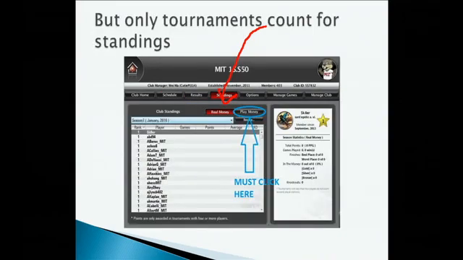Okay, but yeah, only tournaments count for standings, and if you want to see the standings, you have to, oh, I see, the annotate. I gotta click. So yeah, you gotta click the blue arrow, and then you can see the standings. Some people ask me about this. So if you want to see your standings, how many points everyone has, how many points you have, you can click there.